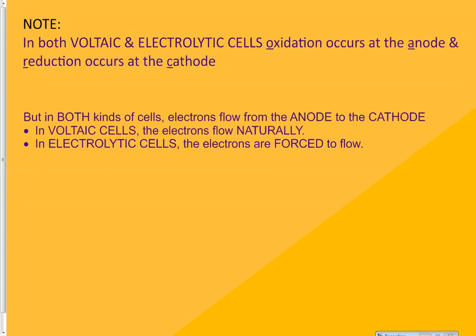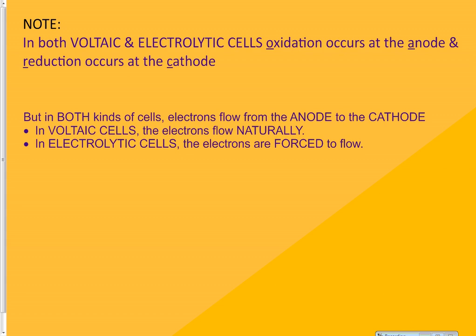Now, these are important things to remember. In both voltaic and electrolytic cells, oxidation always occurs at the anode. Reduction always occurs at the cathode, okay? So that will be true. Oxidation always occurs at the anode, reduction always occurs at the cathode, regardless of the type of cell you have.